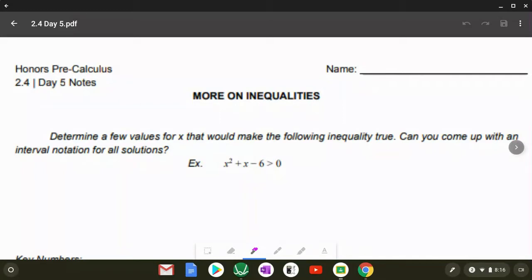But I'm just going to work through this problem here. Determine a few values for x that would make the following inequality true. Can you come up with an interval for all solutions? So just as I would do this with a quadratic equation, I notice that it's a quadratic inequality. I have 0 by itself. I can look at the left side and I notice that it's factorable. So the first thing I want to do here is just factor this left side.